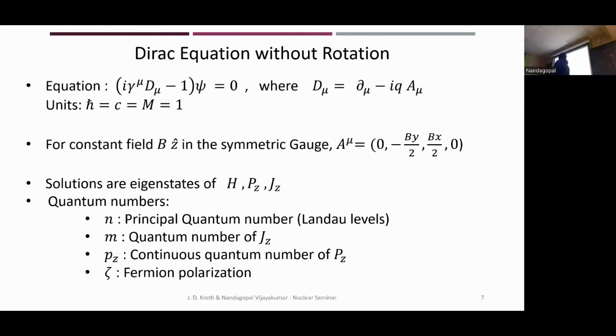We'll assume that the magnetic field is along the z-hat direction, and in the symmetric gauge, that will give us the following 4-vector potential. The solutions are eigenstates of the Hamiltonian, the z component of linear momentum, and the z component of the total angular momentum. So this gives us the relativistic Landau levels, which are characterized by the following quantum numbers: the principal quantum number n, the angular momentum quantum number m, and the continuous quantum number for the z momentum. We also have zeta, which characterizes the fermion polarization.